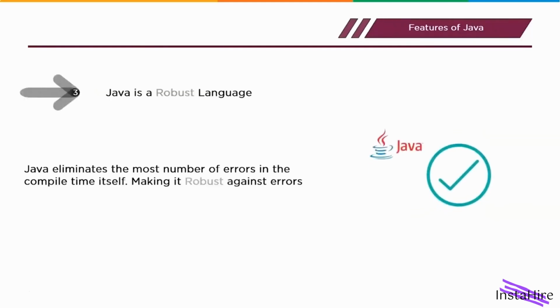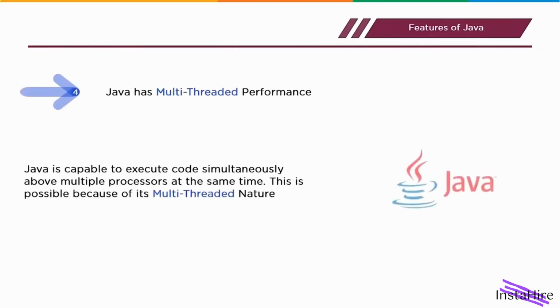So followed by that, we have the next feature that says Java is a completely robust programming language. Java eliminates most of the errors at compile time itself. This makes Java robust against any errors. So what does the last feature of Java have to say?